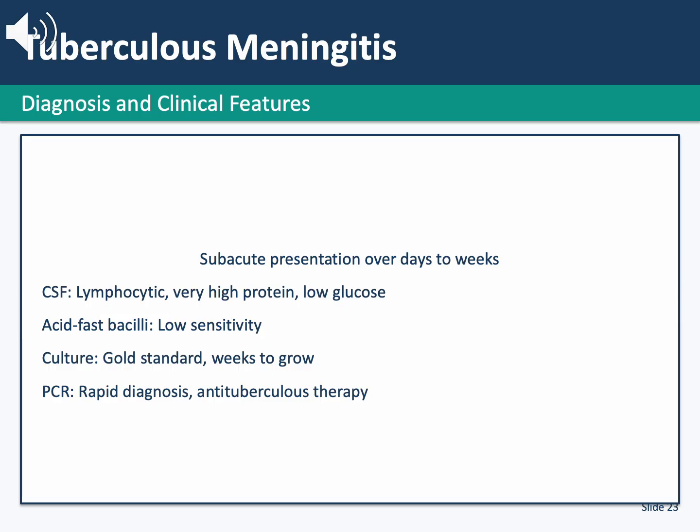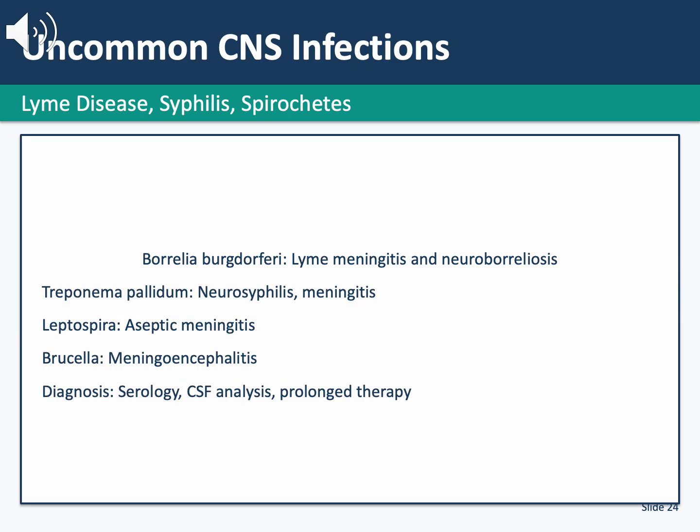Anti-tuberculous therapy should be initiated promptly based on clinical suspicion. Several atypical and rare pathogens can cause CNS infections. Borrelia burgdorferi causes Lyme meningitis and neuroborreliosis. Treponema pallidum causes neurosyphilis, including meningitis and meningovascular disease. Leptospira causes aseptic meningitis. Brucella causes meningoencephalitis. Bartonella henselae causes cat scratch disease with CNS involvement.